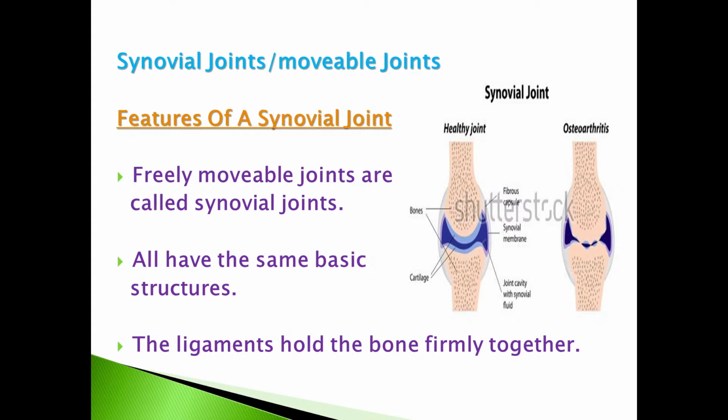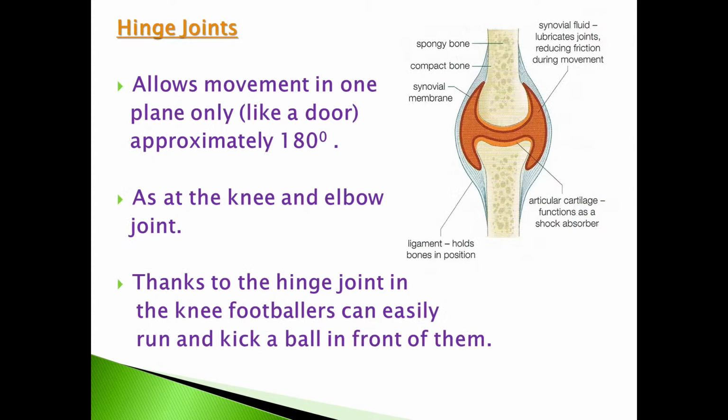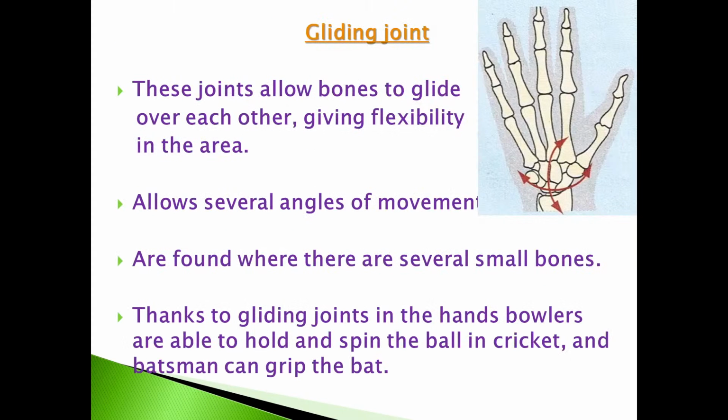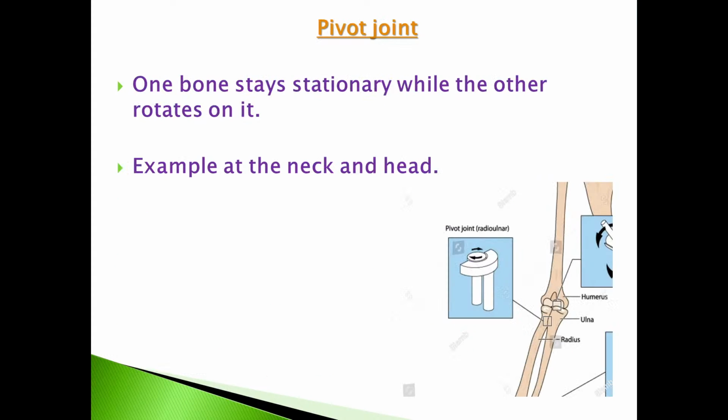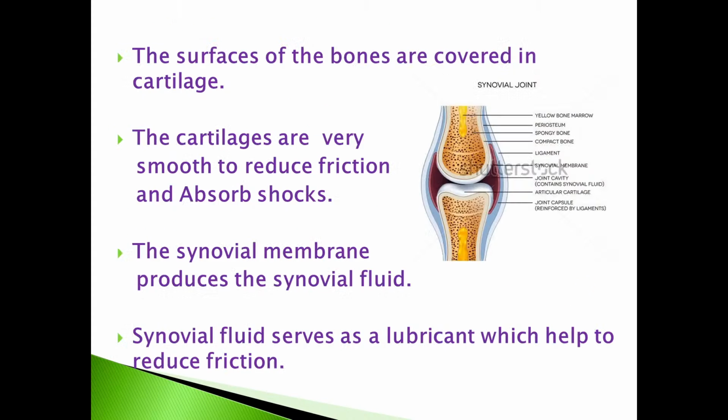But once we're looking at synovial joints or movable joints, now this is where we have different types of synovial joints, and we're going to look at 4 different types of synovial joints, and they are named ball and socket, hinge joints, gliding joint, and pivot joints. So we're gonna look at those 4 individually.